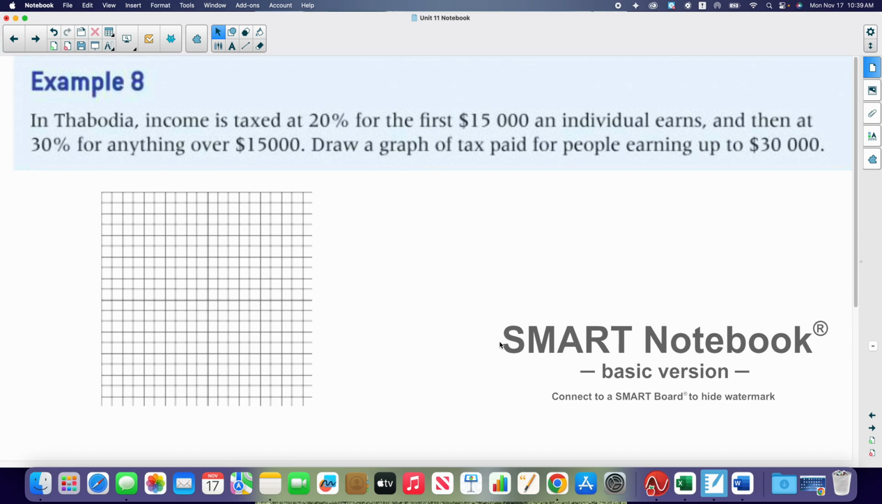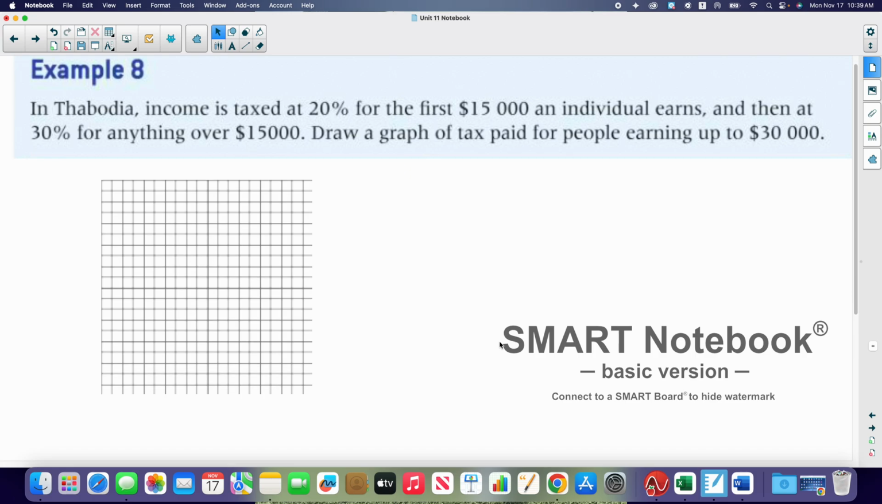20% for the first 15,000. 30% for over 15,000. Draw a graph of the tax rate. It's greater than or equal to 30,000, could be less than or equal to 30,000.